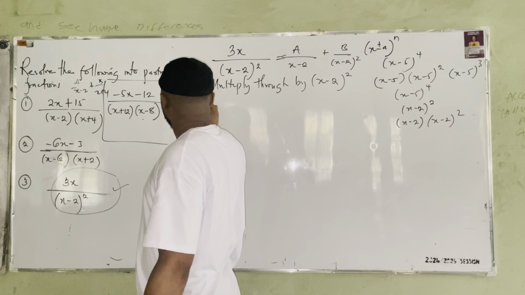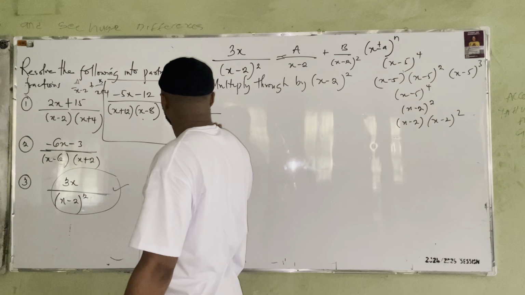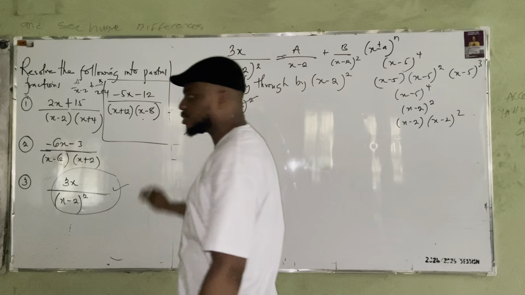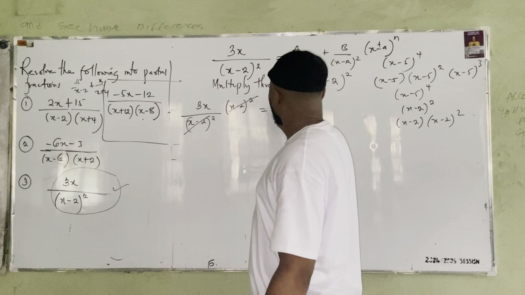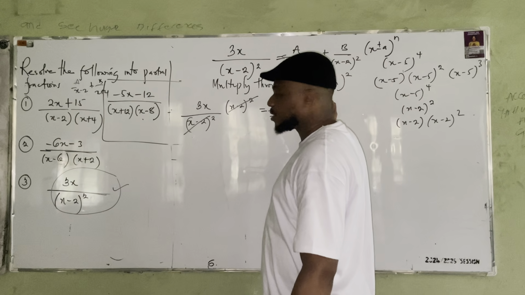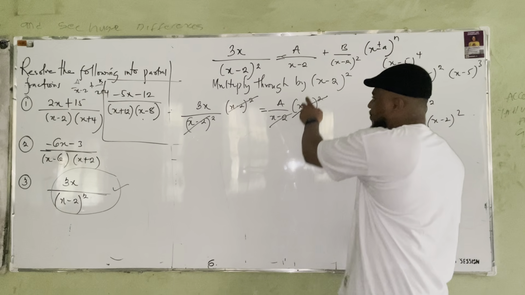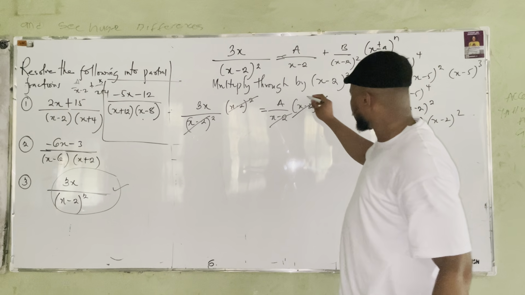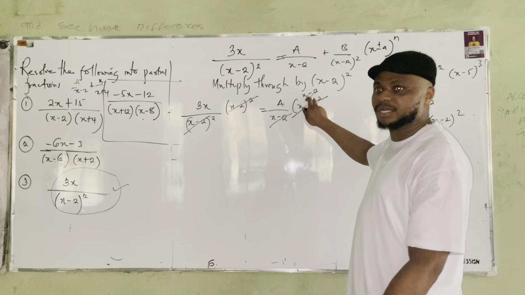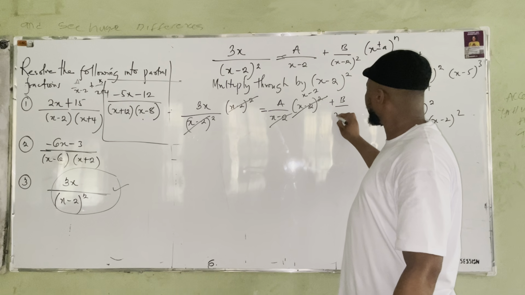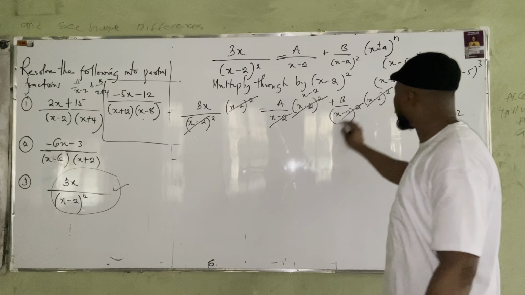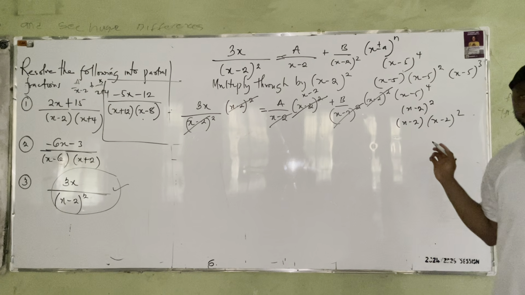So this will be 3x divided by (x minus 2) all squared, multiplied by (x minus 2) all squared. This will cancel this, right? Equal to a over (x minus 2), times (x minus 2) all squared. If x minus 2 cancels x minus 2, how many x minus 2 will remain here? One. So we'll be left with x minus 2 here because there were 2 here. One has cancelled, remaining one. Plus b over (x minus 2) all squared times (x minus 2) all squared. This will cancel this. Are you following?